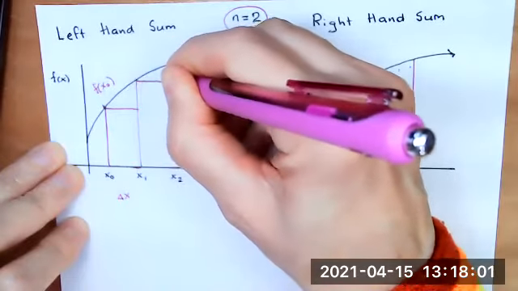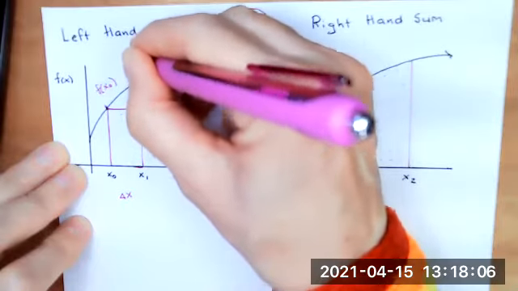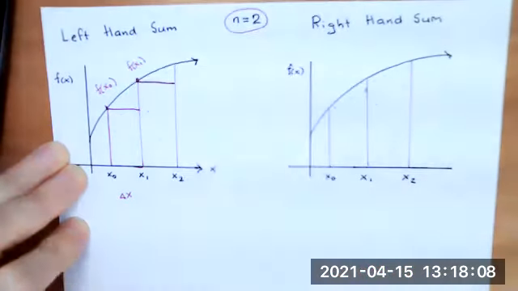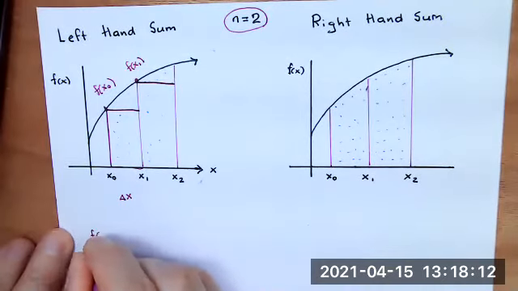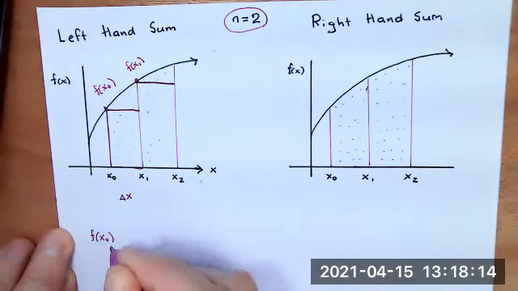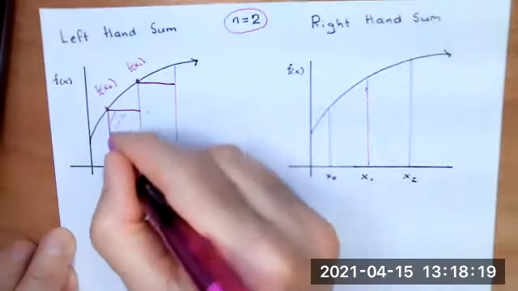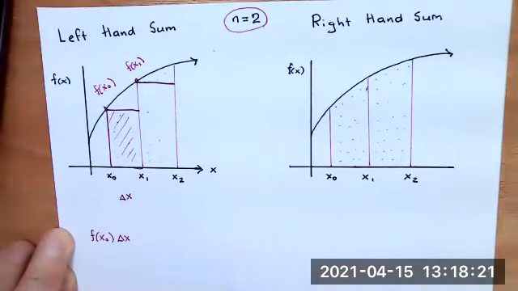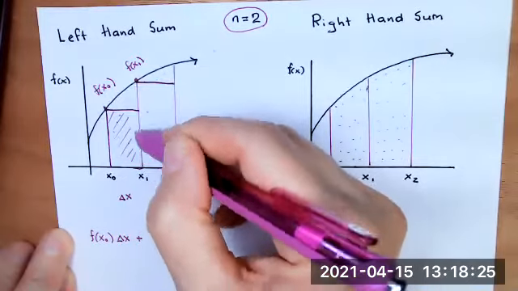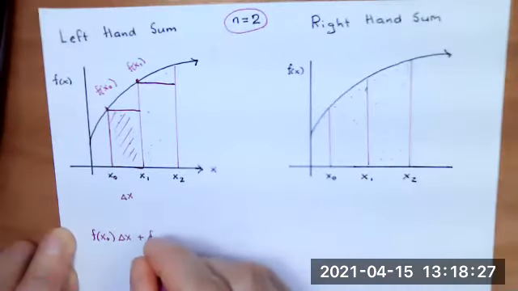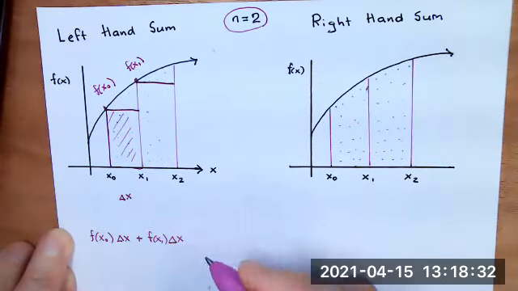So when you're doing the left-hand sum, your Riemann sum is f of x0 times delta x. That's the area of this rectangle, plus f of x1, that's this height, times delta x.